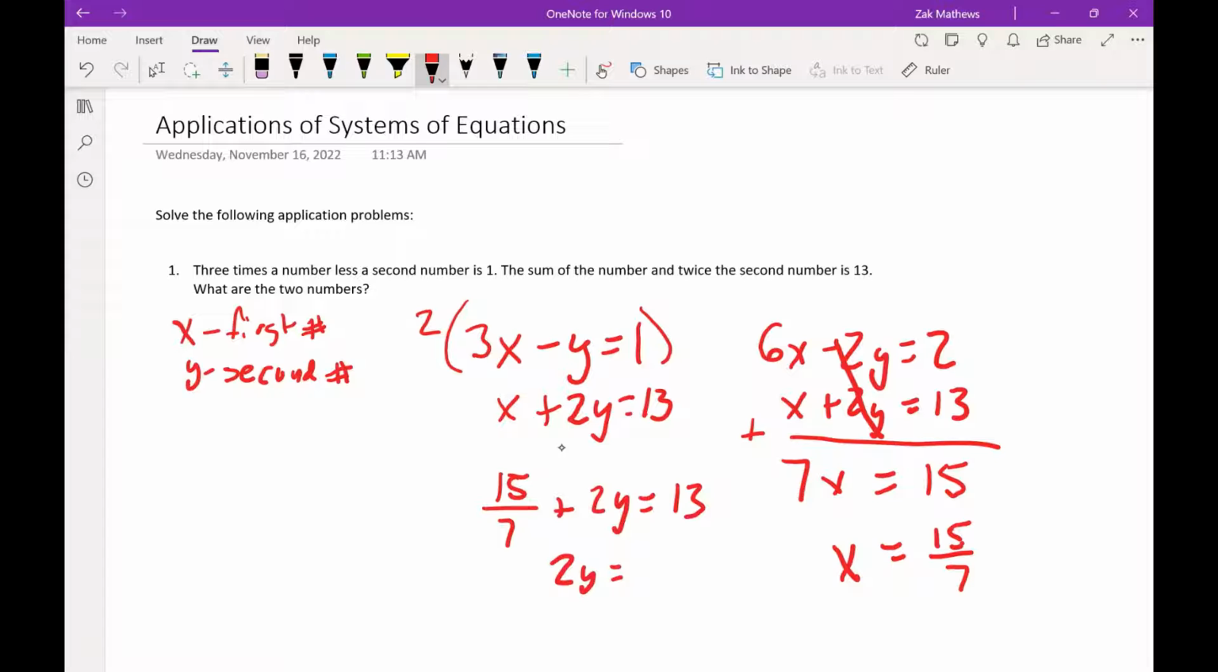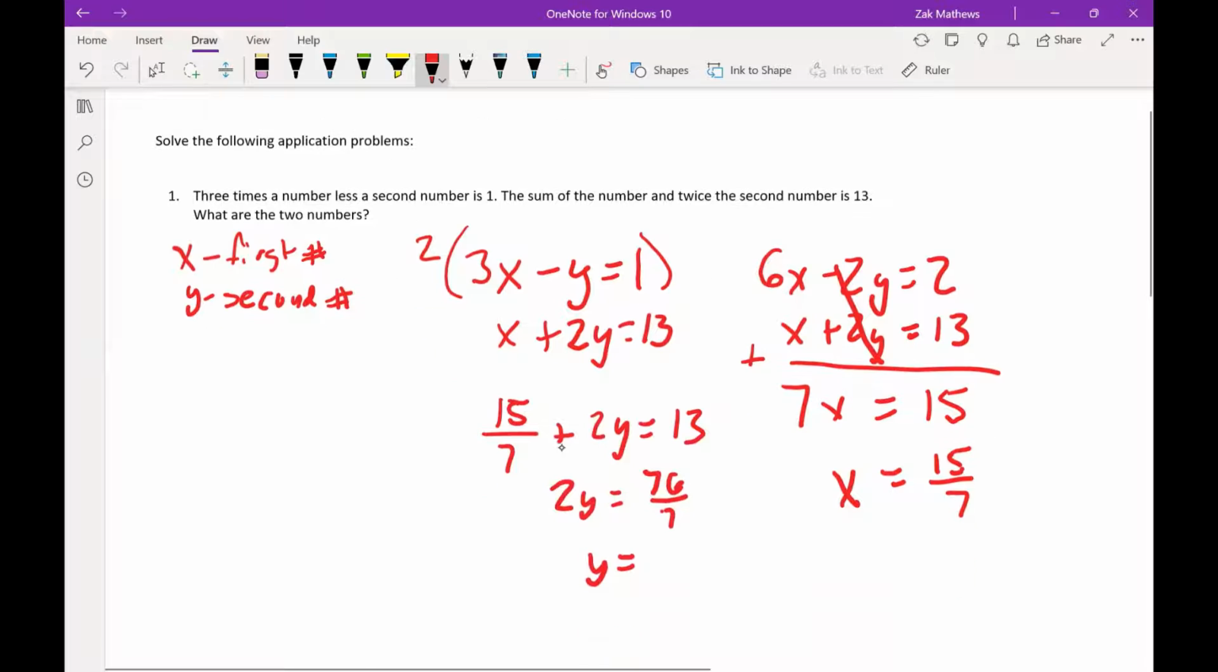So we'd have 76 over 7. And then we need to divide by that 2. And that will give us 38 over 7. So now we have our two numbers, 15 over 7 and 38 over 7. Last thing I want to do is just to explain these, right? I need to state which one is which.